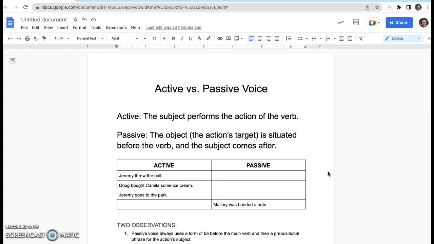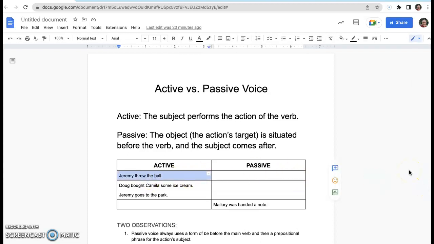So, as a brief definition, active voice is what we call it when the subject performs the action of the verb, and I'll demonstrate that in a second. Passive voice, on the other hand, is when the object, which is going to be the action's target, is situated before the verb and the subject then comes after. So let's just start with this simple example right here.